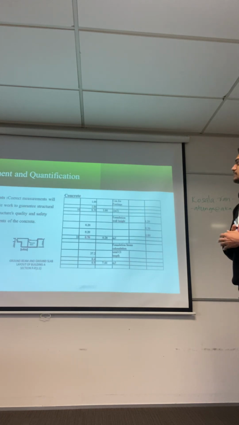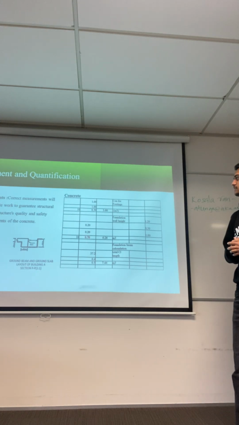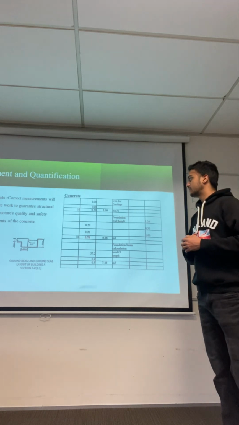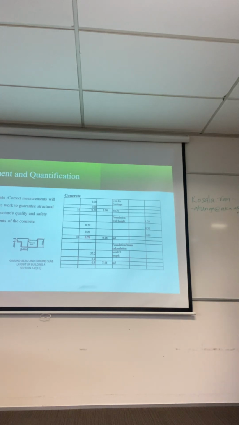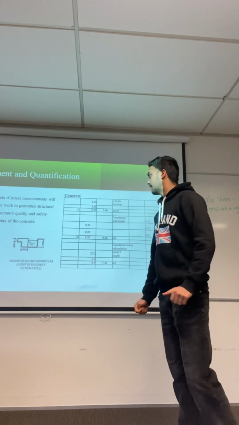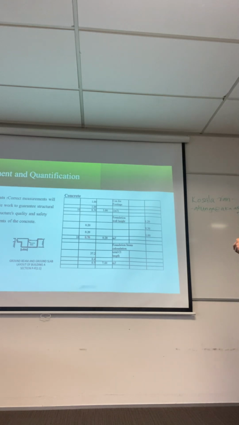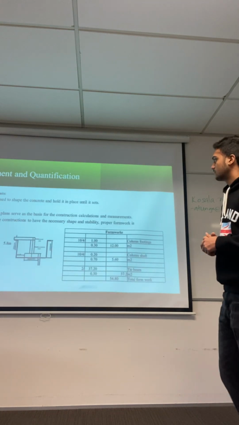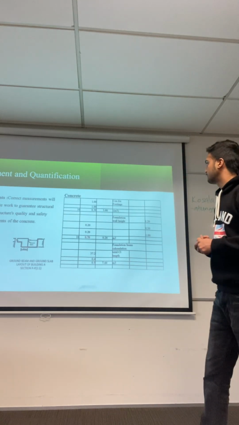Third is concrete measurements. Correct measurements will be required during concrete work to guarantee structural integrity. Protecting the structural quality and safety requires precise measurements of the concrete. And for the concrete, you can see the diagram. First one, pad foundation and ground slab, layout of buildings. See section 2.2. And second is ground beam and ground slab, layout of building, section PP.